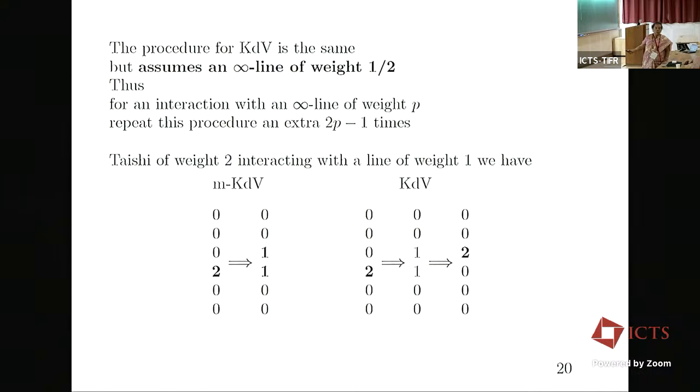But as I told you, if you do it once for MKdV, you have to do it twice for KdV. You go to the next step. So remove this 1, so this becomes 0. Add that 1 here, so it will be 2. So this is the interaction with the MKdV, and this is the interaction with discrete KdV for this Taishi. We have taken this as the Taishi.